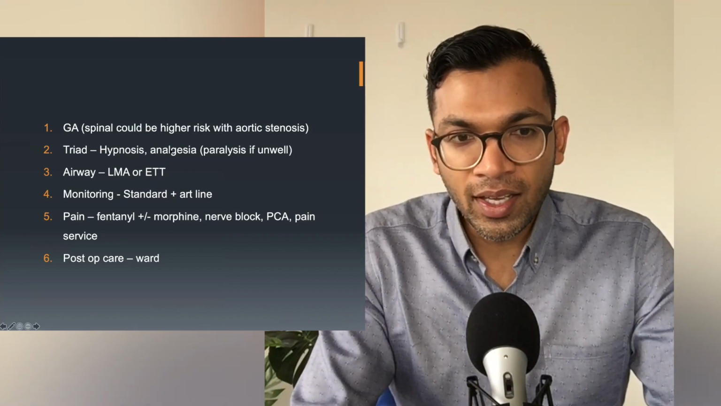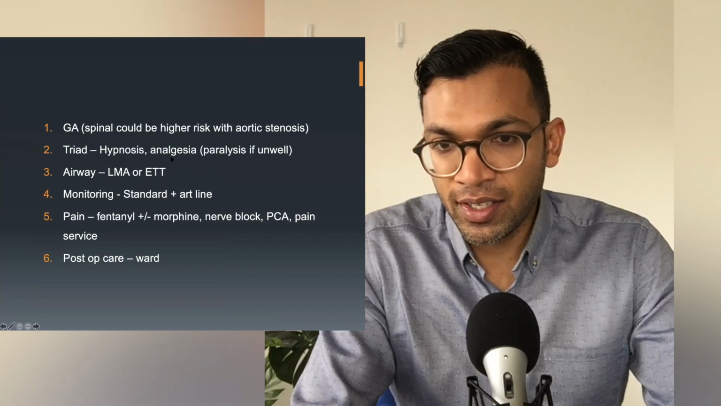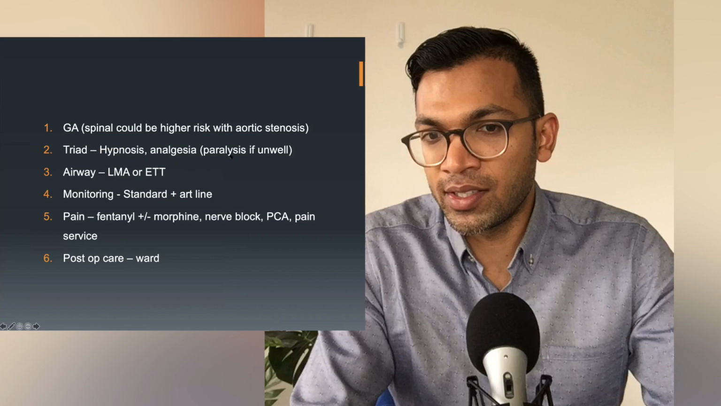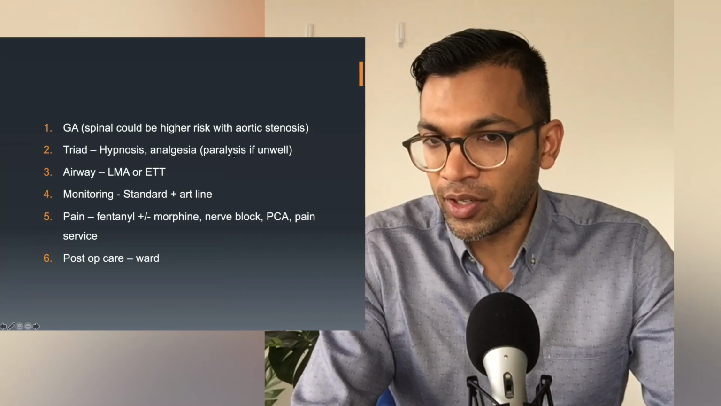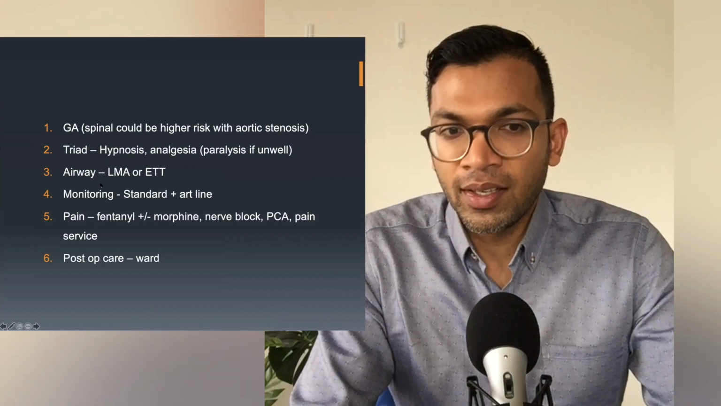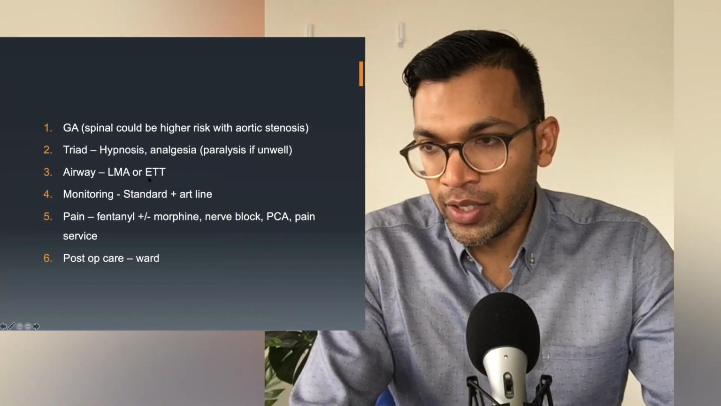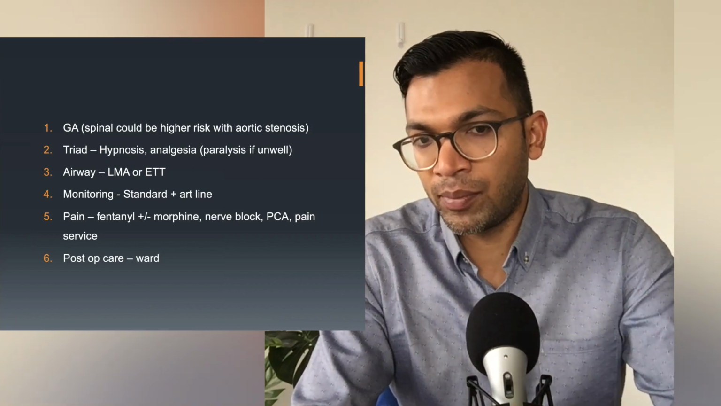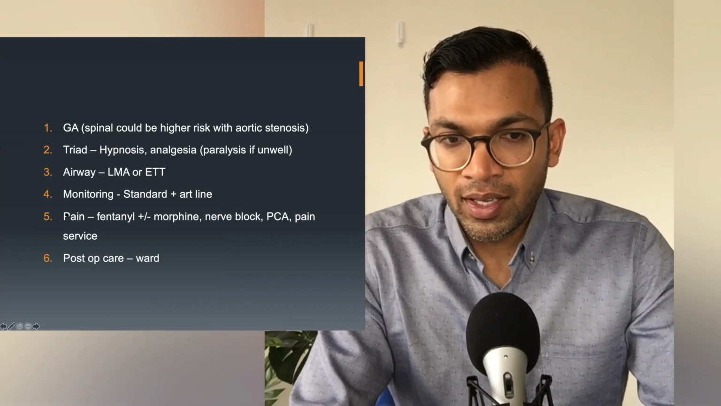So the triad: hypnosis, analgesia, and I'd give paralysis just to limit the doses of propofol I'd need. So I'd give paralysis to make it more hemodynamically stable. The airway would be, again, an LMA or an ETT. It doesn't really matter in this case. And as you can see, the indications for paralysis are very separate to the indications for an airway.